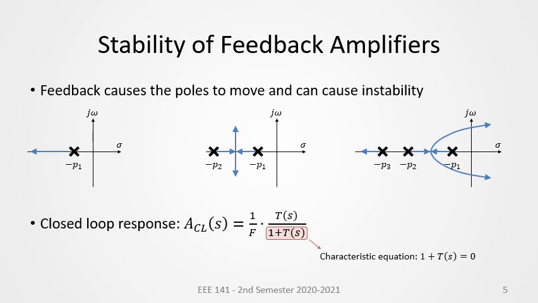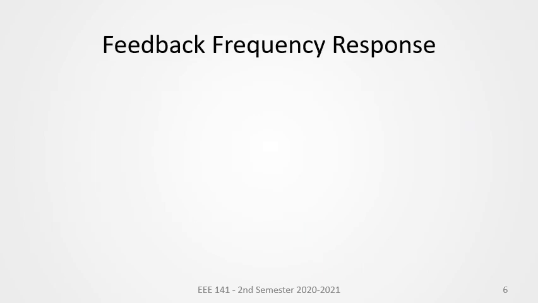Looking back, the pole locations of the closed loop system are ultimately determined by its characteristic equation, which is 1 plus T of s. Thus, in studying stability, the focus is more on the loop gain and not the closed loop gain, nor the open loop gain per se. While pole zero plots of the closed loop gain can easily tell us if the system is unstable or not, a lot of the other properties of the system are not shown or hard to infer from such plots.